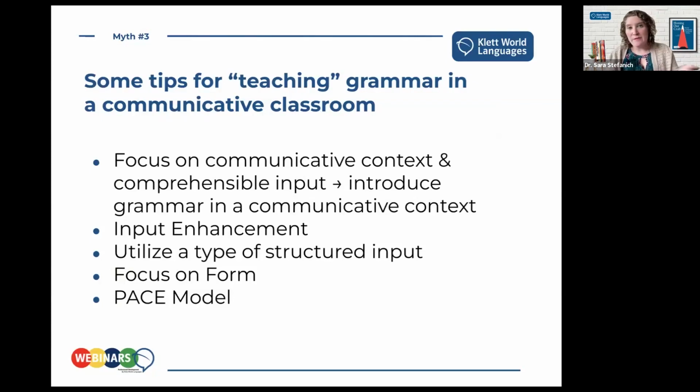And so again, some tips for teaching grammar in a communicative classroom. Always start with that focus on communicative context and comprehensible input. So we want to be introducing grammar in a communicative context. That's actually our starting point instead of our ending point. And then there's other specific teaching methods and techniques, things like input enhancement, structured input, focus on form. And then there are also specific methods such as the PACE model, which outlines a 4-step process to teaching grammar in a communicative way. And so those are all different avenues that you could take a look at.